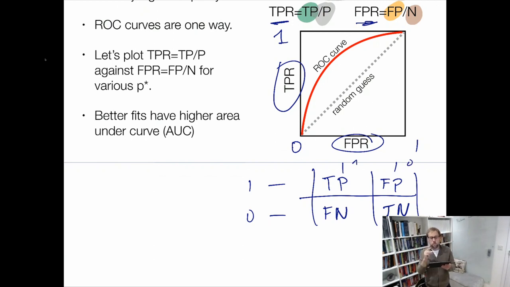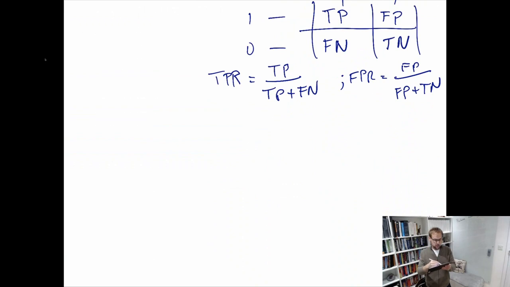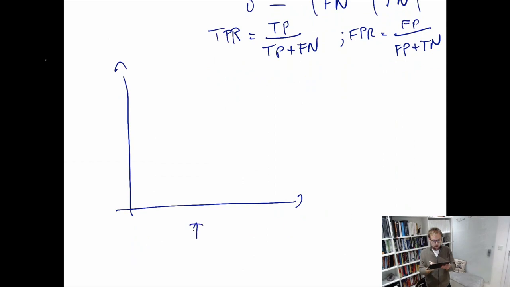I have the true positive weight, which is true positives divided by all the positives, so true positive plus false negative. And then the false positive weight, which is false positive divided by the sum over the second column, false positive plus true negative. So those are two quantities, and I plot them here. This is the false positive weight, and this is the true positive weight, from 0 to 1.